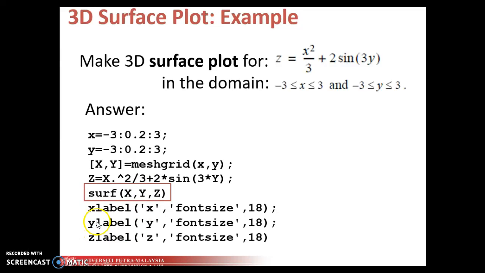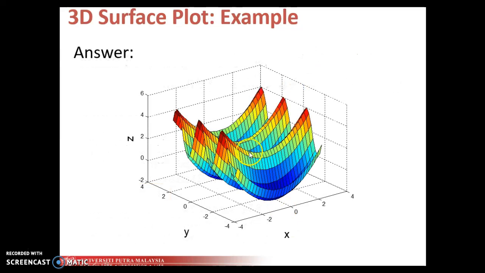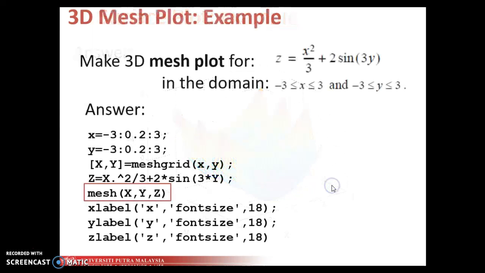Then we format the graph with the x label, y label, and z label. Like this, so this is how the graph looks. This is the surface plot, and this is the x axis, the y axis, and this is the z axis. So the surface plot is basically the grid with color.